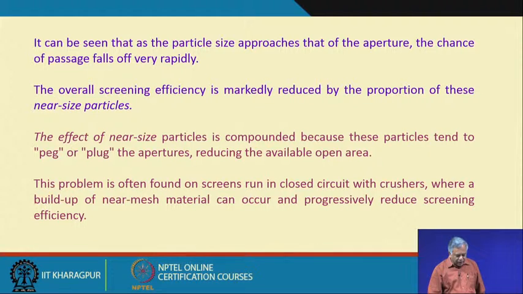So, the effect of near size particles we have discussed. Overall screen efficiency we have discussed, that is the proportion of the near size materials, and the problem is often found on screens run in closed circuit with crushers, where a buildup of near mesh material can occur and progressively reduce screening efficiency.